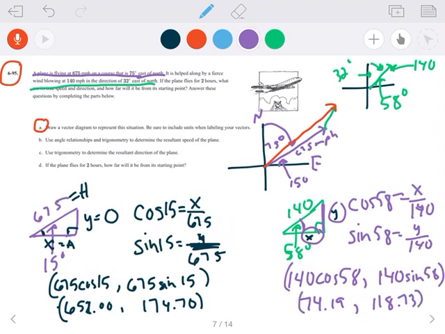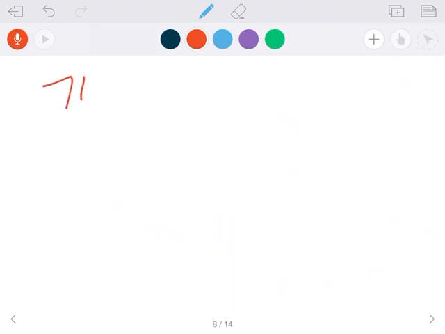Okay, so our goal is to add these together. To find the resultant component form, we're going to add the two x values together, and then we're going to add the two y values together. So I'll do that quickly here. 652 plus 74.19 equals 726.19.